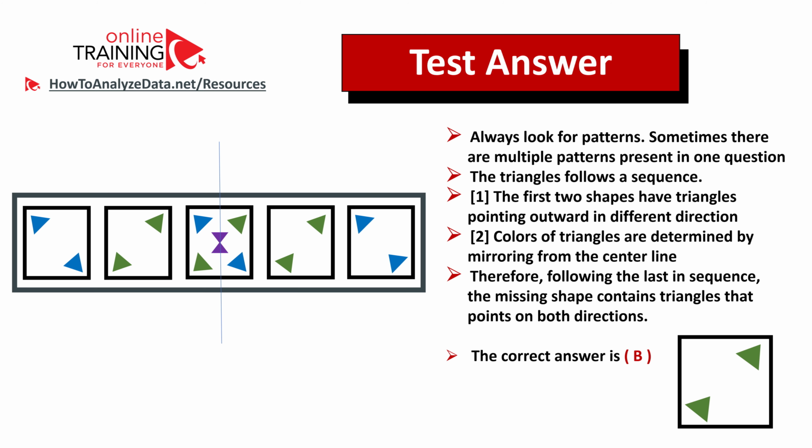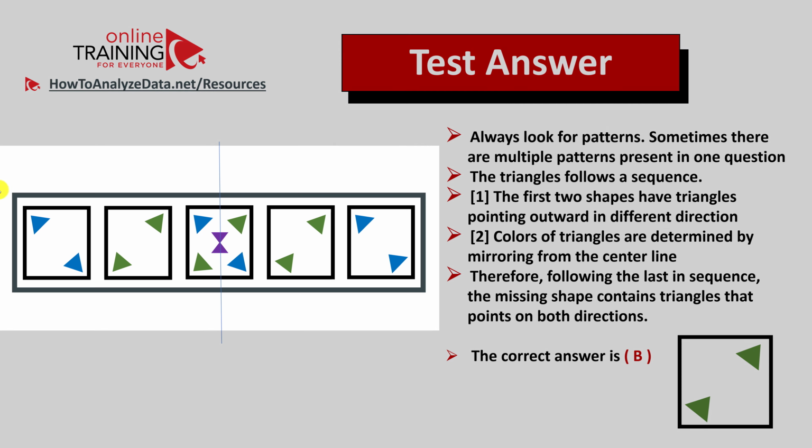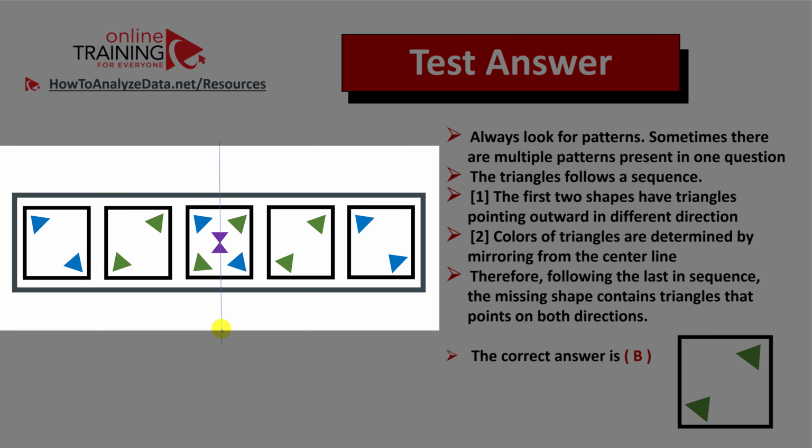Typically, there are patterns on the test questions. What you need to do to find out the right answer is to recognize the patterns. There are multiple patterns in this question. Pattern number 1 is that the first 2 shapes have triangles pointing outward in different directions. And you also see this is the mirror line. And then from the mirror line, you see that the colors go in a different pattern.